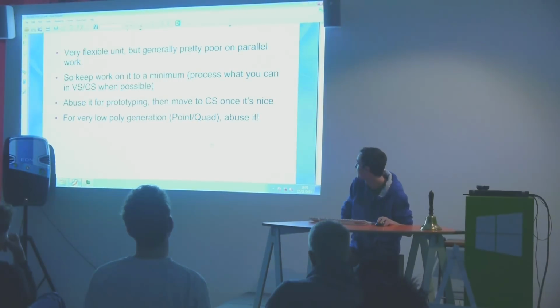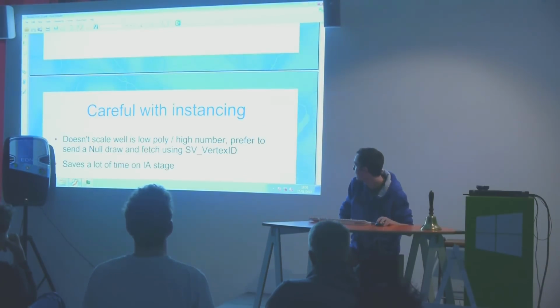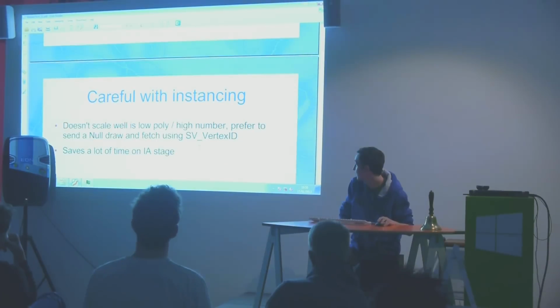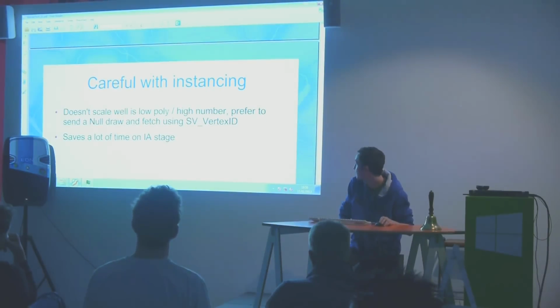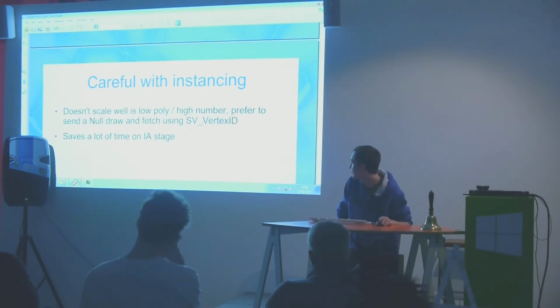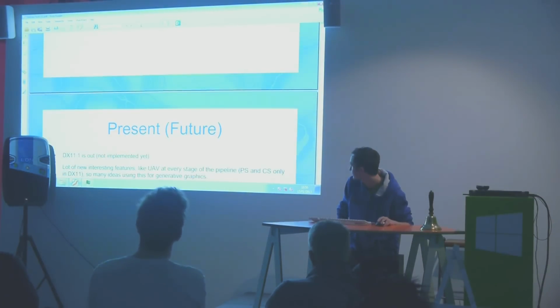And same with instancing. If you just send one triangle with a huge number of particles, you're going to blow up your graphics card without having time to see it. So a null draw on vertex ID is a much nicer way. So yeah, that's pretty much it.